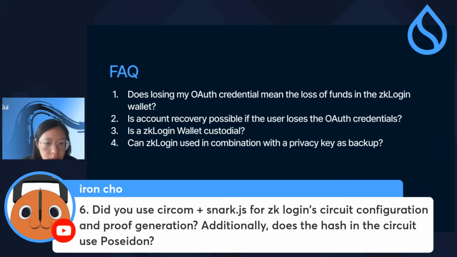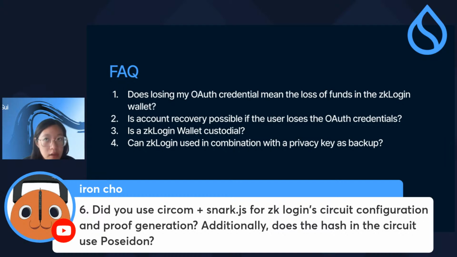Did you use Circom plus Node.js for circuit construction and proof generation? Does the hash use Poseidon? That's correct. We wrote the Groth16 circuit in Circom, and we use Node.js to generate the R1CS, and we ran a trusted setup ceremony to commit to the common reference string for the proving key and the verifying key.